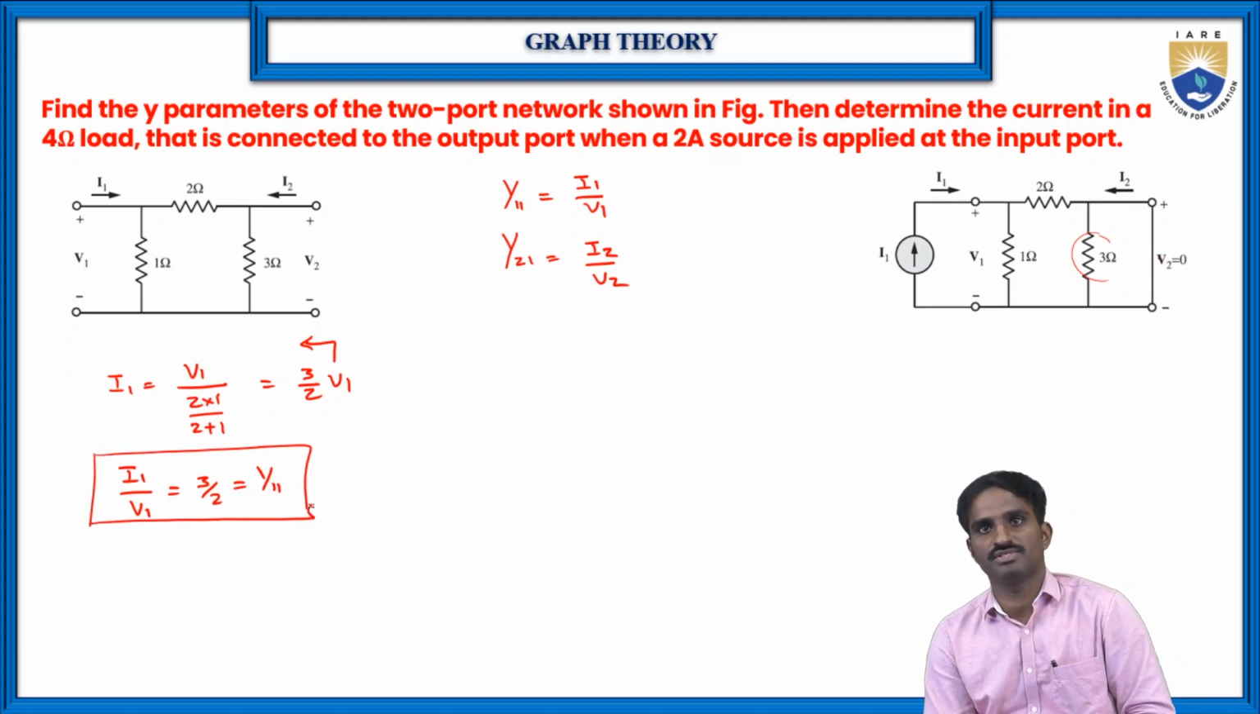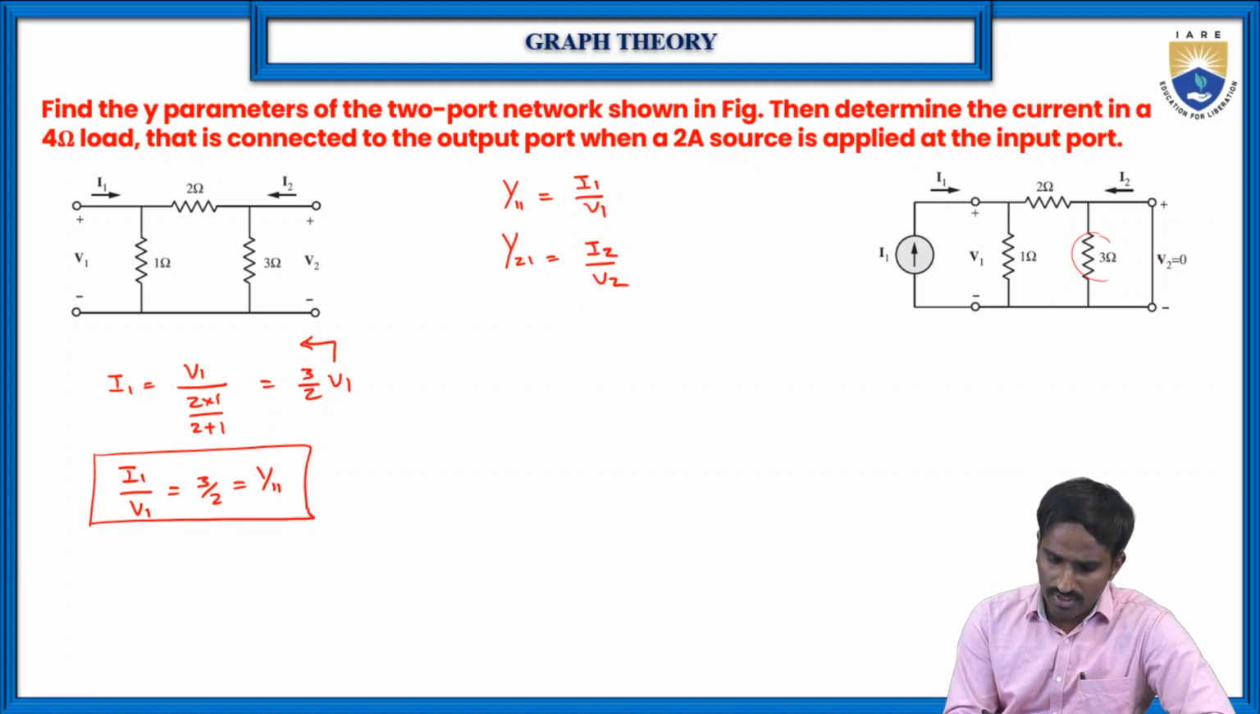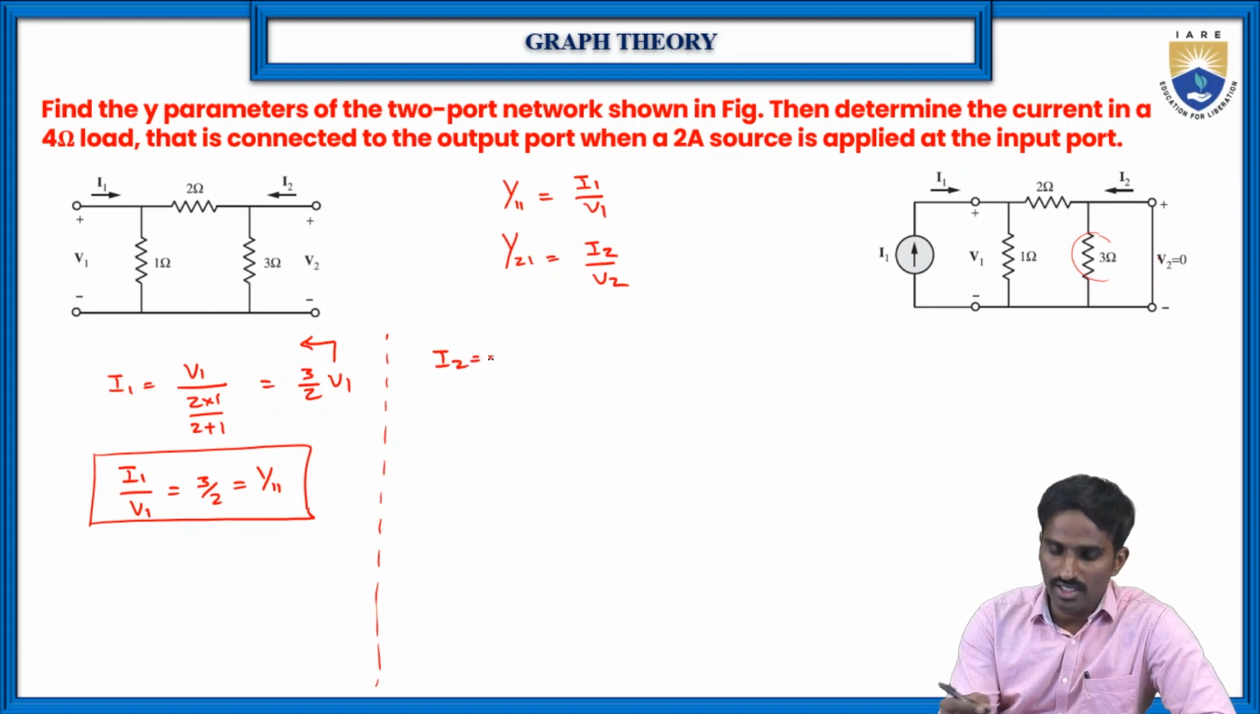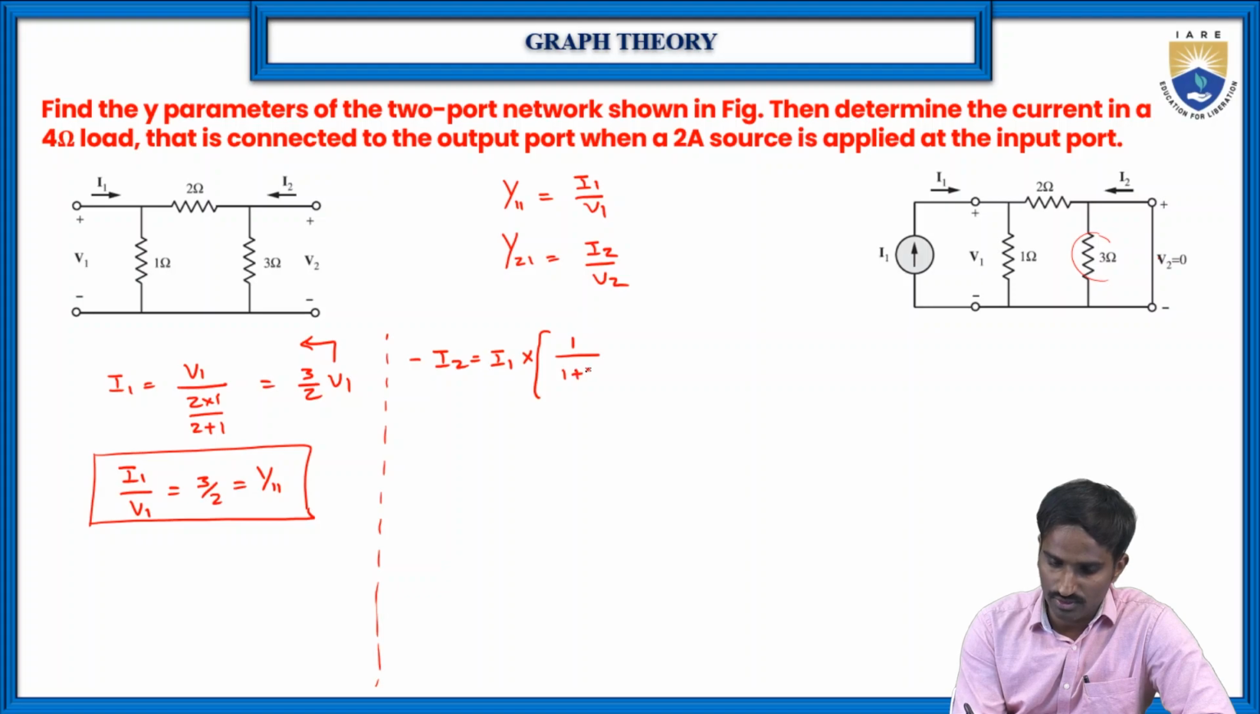The same way like in the previous problem, right? Then now we need to find the Y21. So to find the Y21, now we need to find the current I2, the same like in the previous case. So to find the current I2 here, I2 is equal to the total current here, of course again minus I2, because of the opposite direction that we are taking I2 as. So minus I2 is equal to I1 into, okay, what is the opposite resistor? Here it is 1. 1 by 1 plus 2. Then minus I2 or I2 is equal to minus I1 by 3.